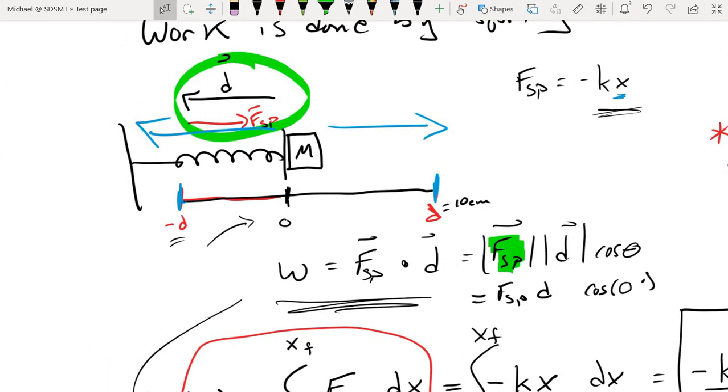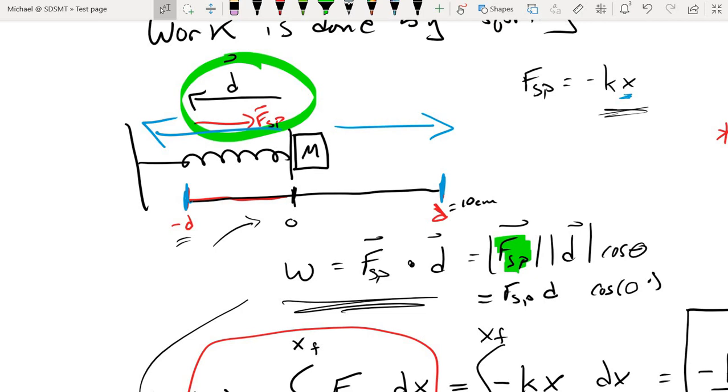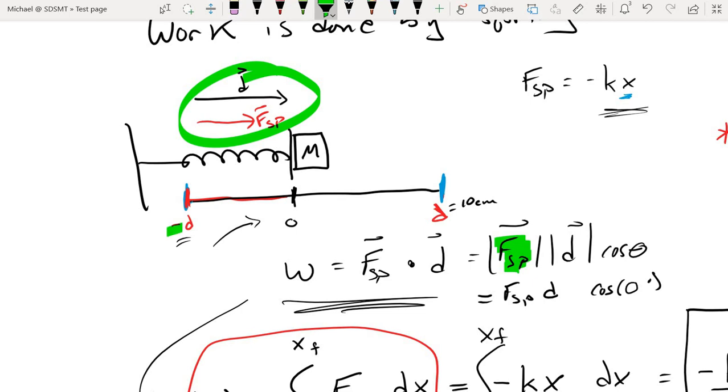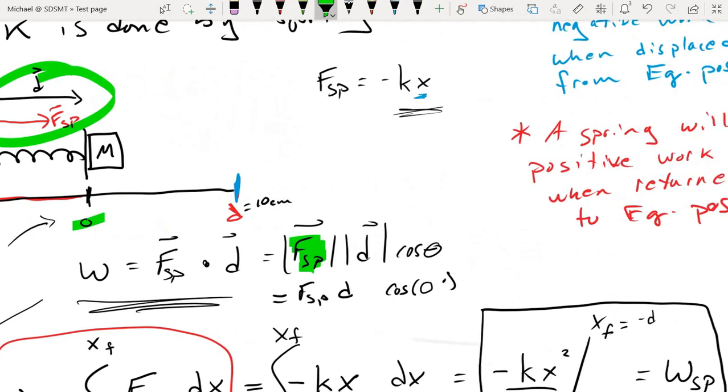And we can confirm that with this compression example. If we allow the spring to start at negative d and return to the equilibrium position, remember our spring force always points towards the equilibrium position. So now our vectors are running parallel. We expect a positive amount of work to be done. We are starting our displacement at negative d. We are ending at 0.